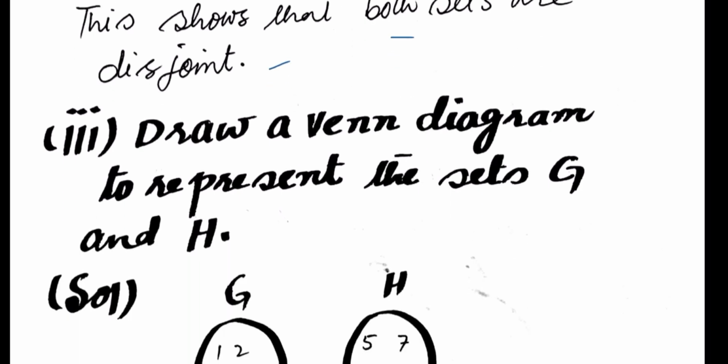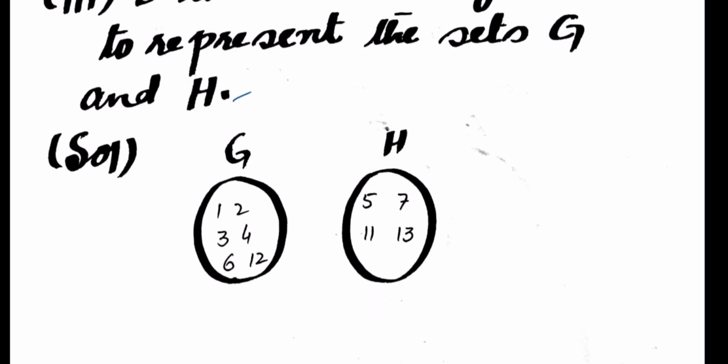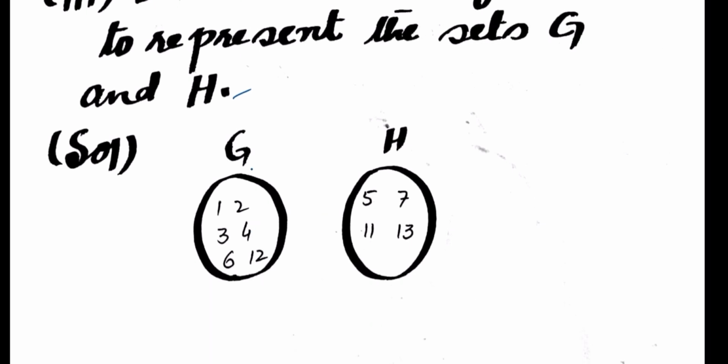Draw a Venn diagram to represent sets H and G. As I discussed above, in the case of disjoint sets, we draw both of the sets separately here; they neither intersect nor is any set inside the other. So this is my set G and this is my set H, and these are the elements of set G: 1, 2, 3, 4, 6, 12, and the elements of H are 5, 7, 11, 13.